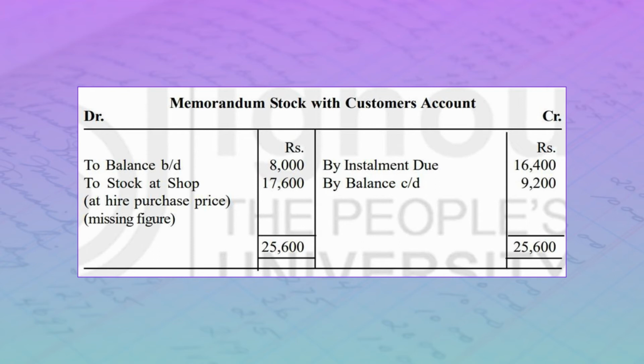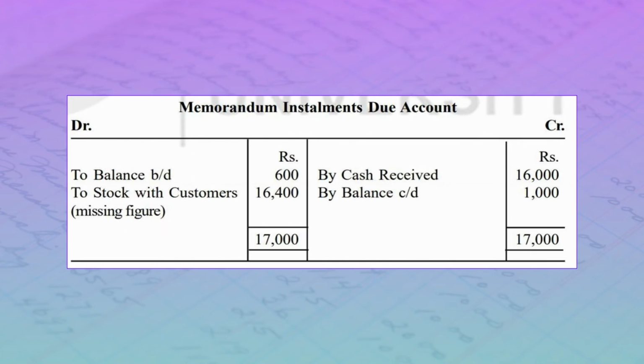And here to stock at shop 17,600. So the figure we have already calculated, and this is the amount of by installment due, balancing figure 16,400. Then memorandum installment due account.